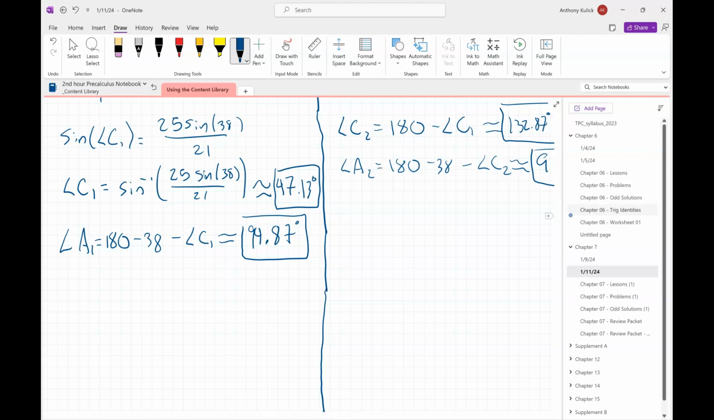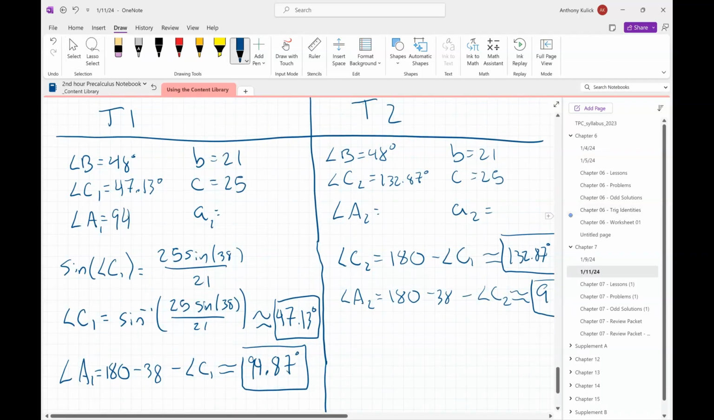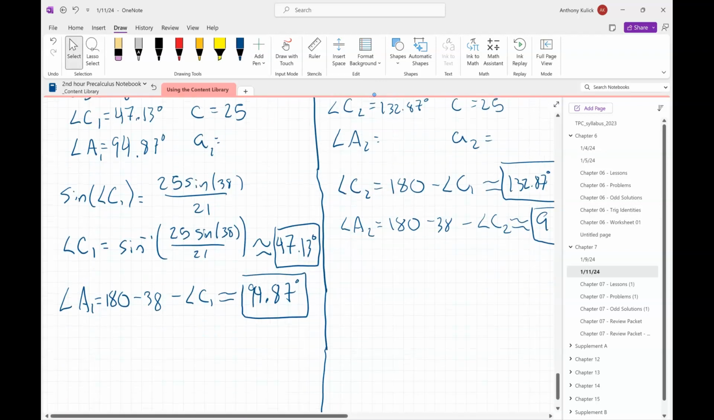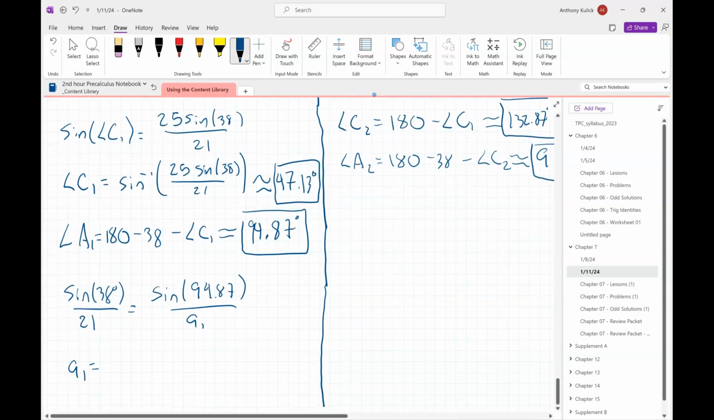Now to solve for side A1, I'm going to set up another law of sines. So I'm going to do sine of 38 over 21. That was my given stuff, equals sine of my new angle A1 that I just found, 94.87, over side A1. Cross multiply and divide.